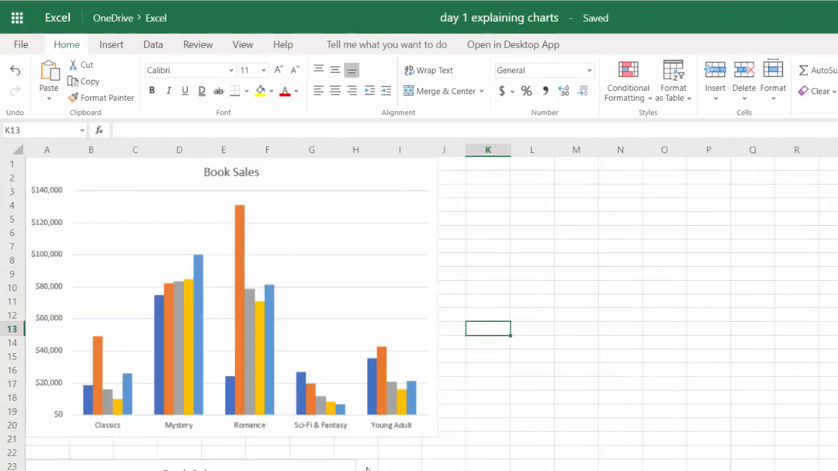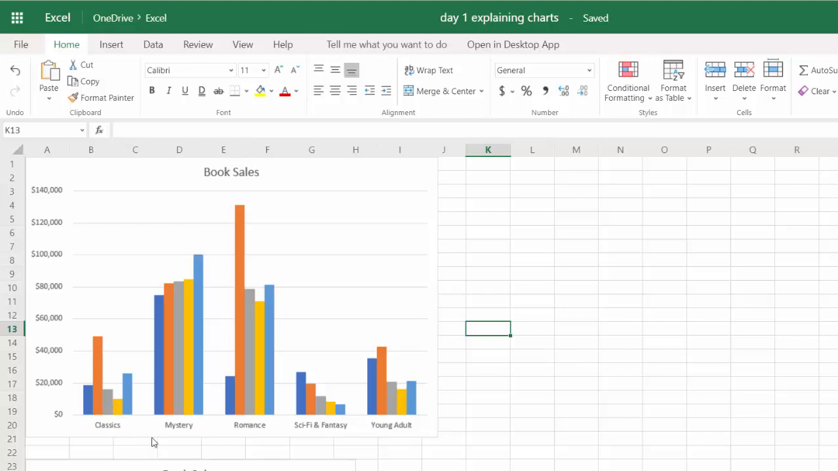This is a column chart, which is useful for comparing. As you can see, the title is Book Sales, and on the left, we have different amounts of money. On the bottom, we have the different types of books. And each one of these columns represents 1 year.